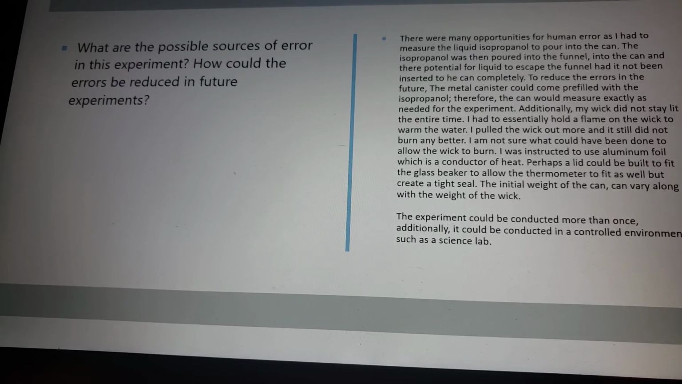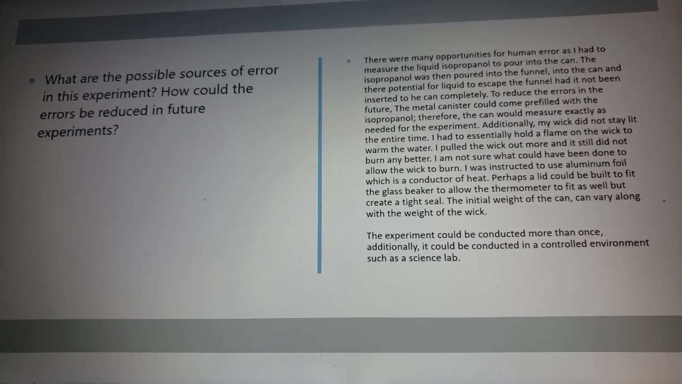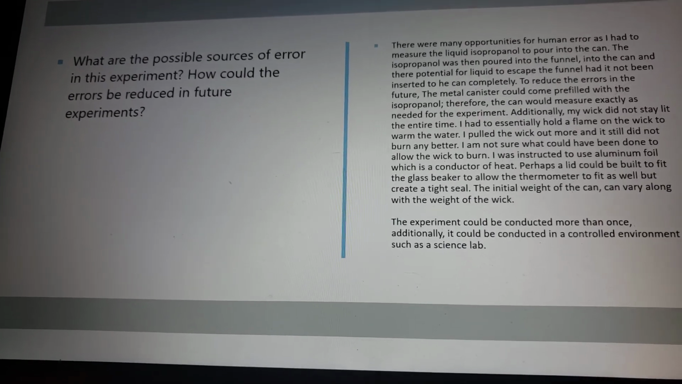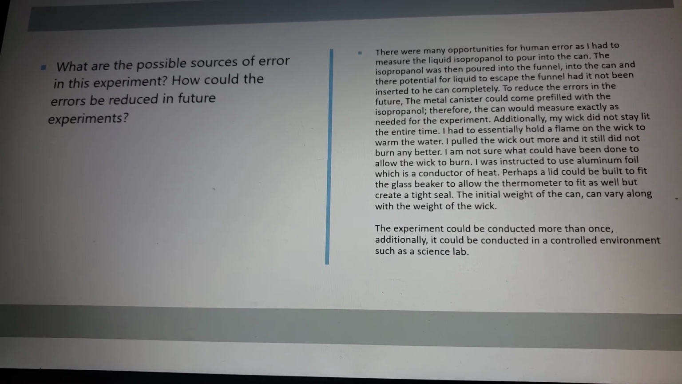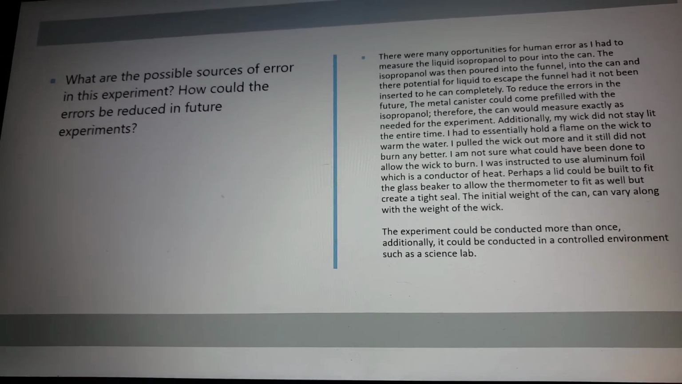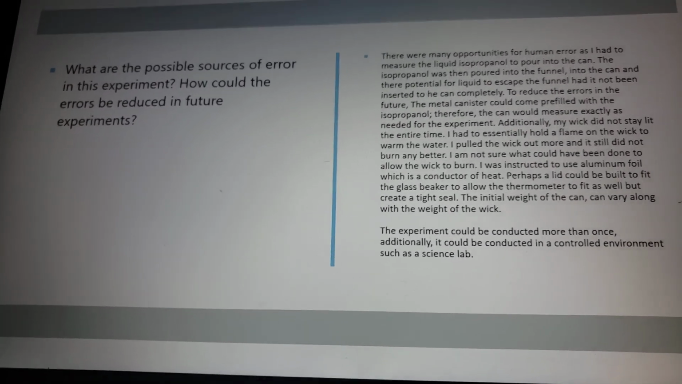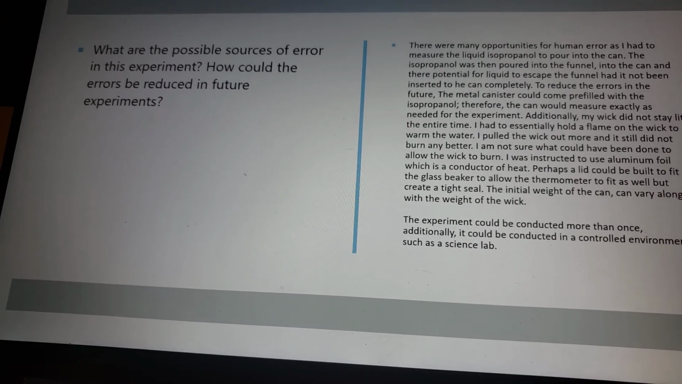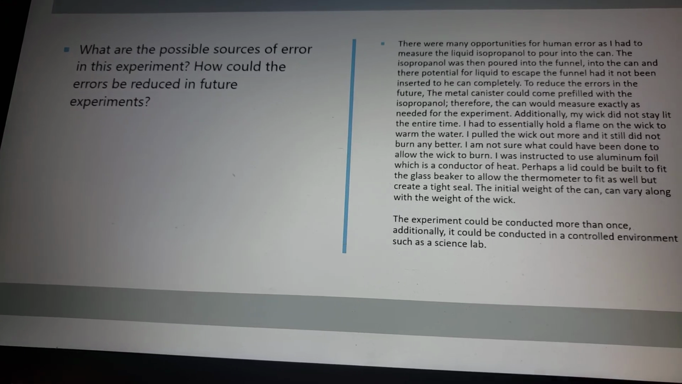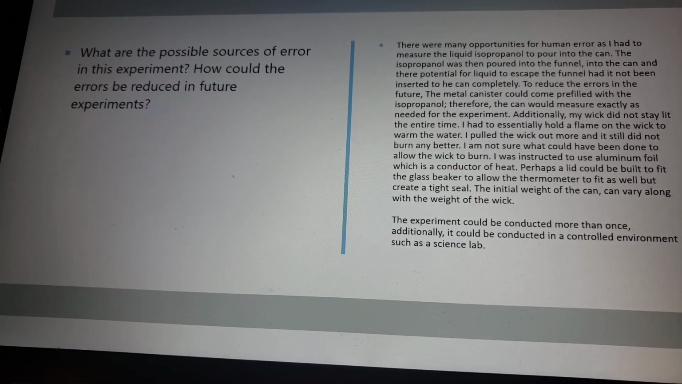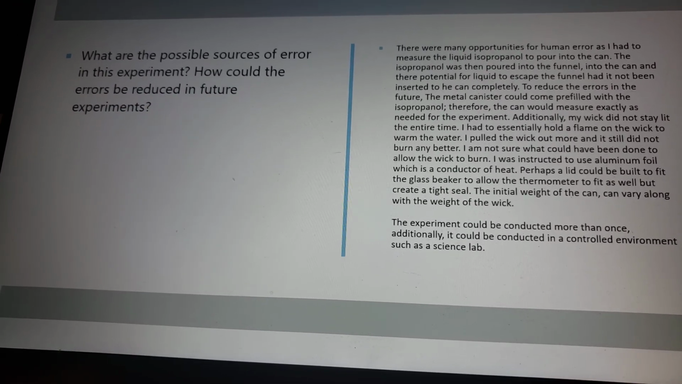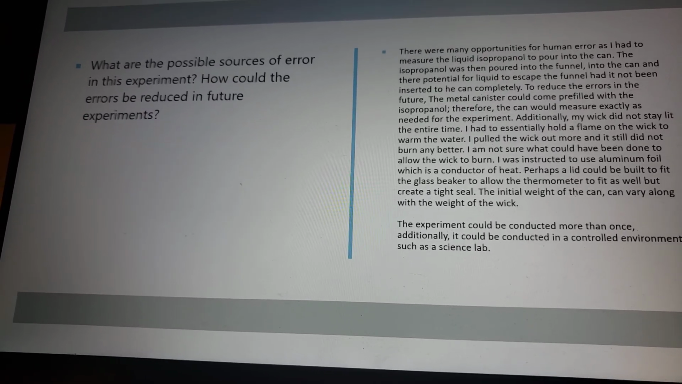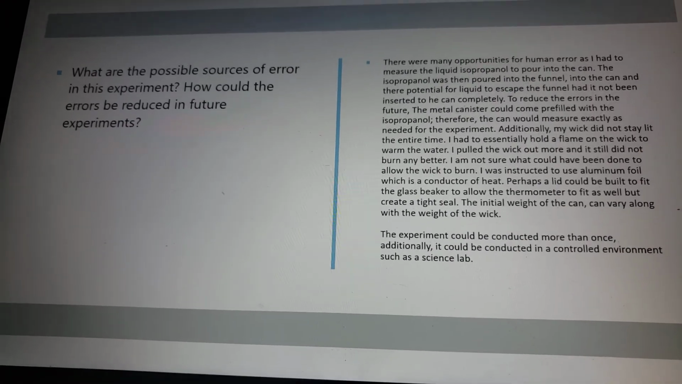And then the initial weight of the can, along with any of the other products that we were given, can vary from kit to kit. So there's no way to really determine a consistent weight across the board with the weight of the can or the wick. What could have been done differently to reduce these human errors in the future? The experiment could have been conducted more than once. And it could have been conducted in a controlled environment, such as a science lab, was what I had thought of.